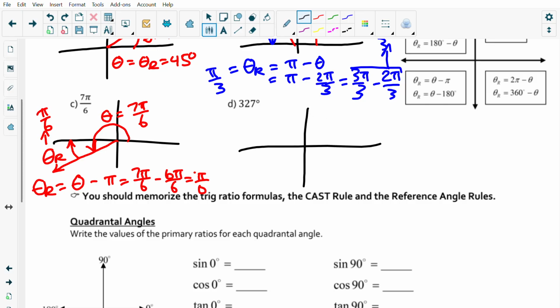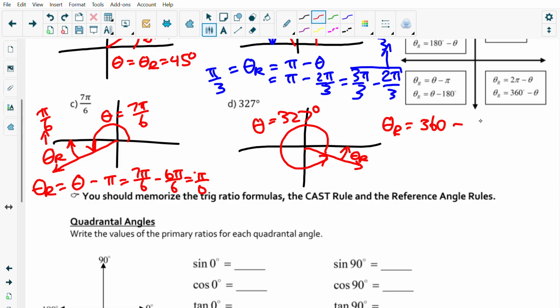Okay, letter D, 327 degrees. Well, that's 33 degrees shy of a full rotation, so right about here. So it's all the way like this, and that's theta equals 327 degrees. In quadrant 4, what is theta r? Theta r equals 360 minus theta, which is 327 degrees. So theta r equals 33 degrees.